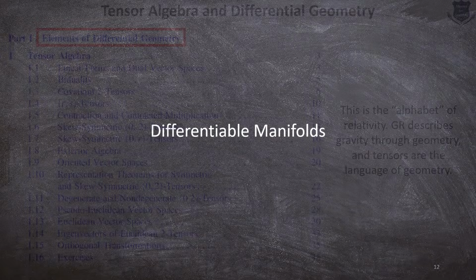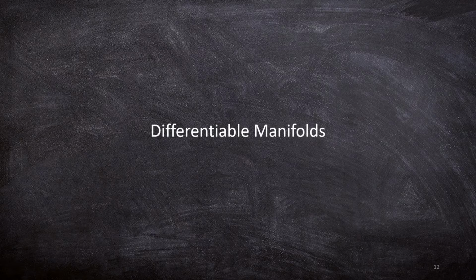Now, the second concept which the author takes forward is called differentiable manifolds. Before I go ahead and explain the table of contents, first I need to justify why we are going from tensors to manifolds.